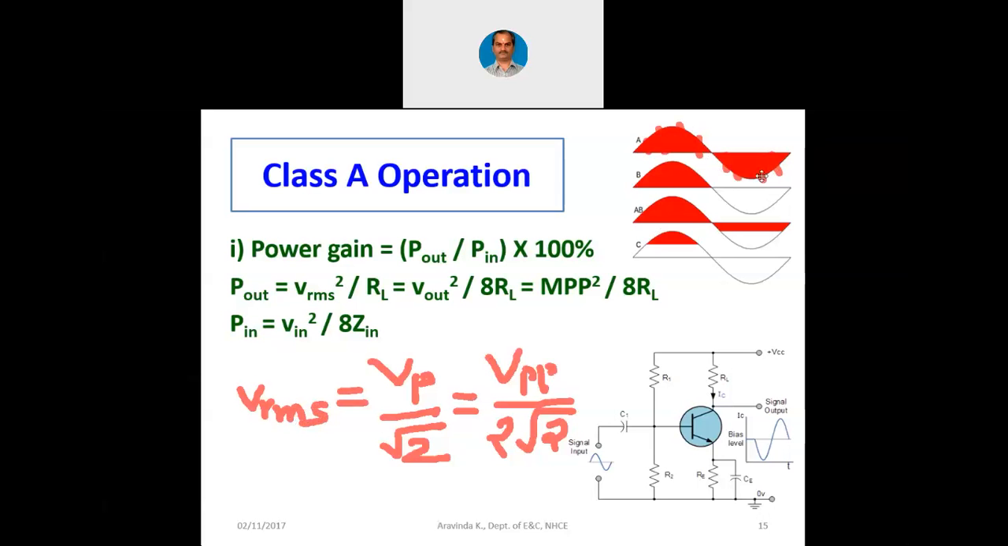Otherwise, as I told you earlier, we cannot take the average of an AC signal because the average of an AC signal is always 0. That is the reason we have this VRMS now.